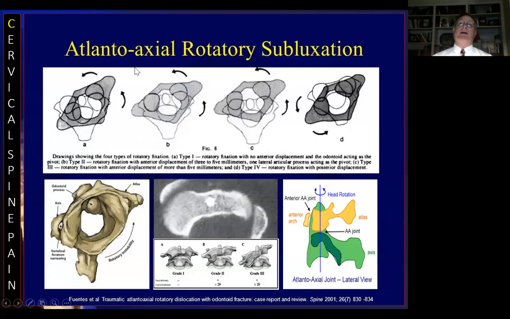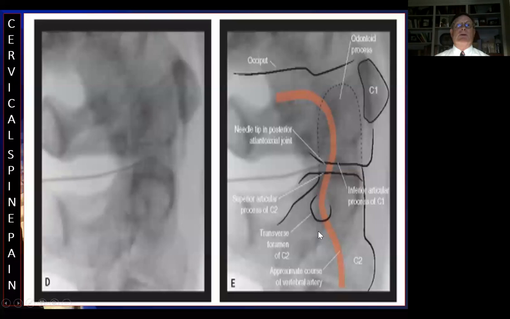But anyway, atlantoaxial rotatory subluxations are very common in our line of work, particularly after delivery. And we need to get these lined up as soon as possible. Persons don't need to go through very much of life with C1-2 this malaligned. And again, the problem is these two footballs sitting on top of each other, this biconvex relationship of C1-2.